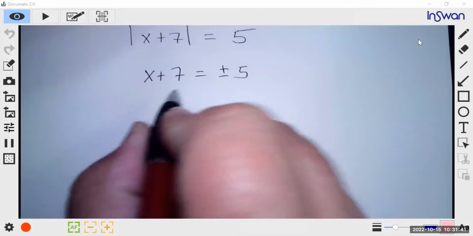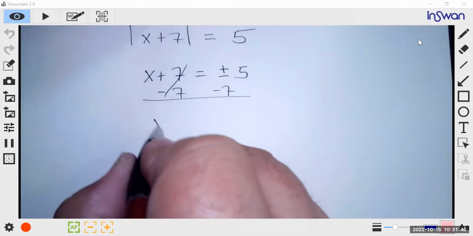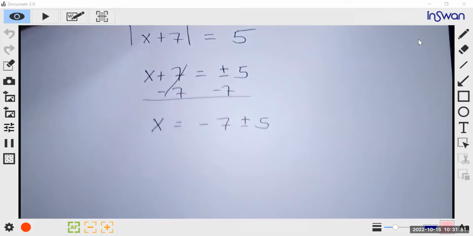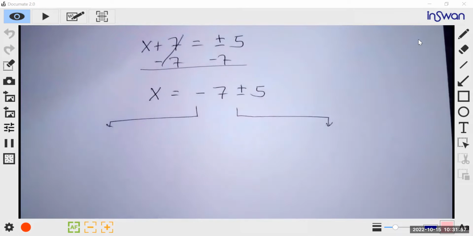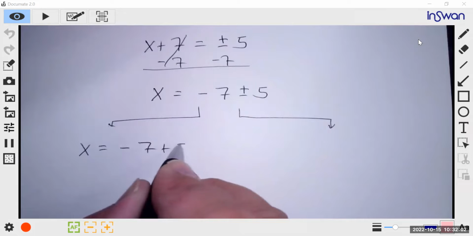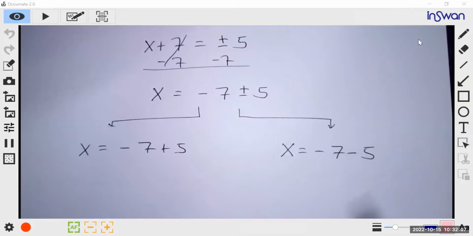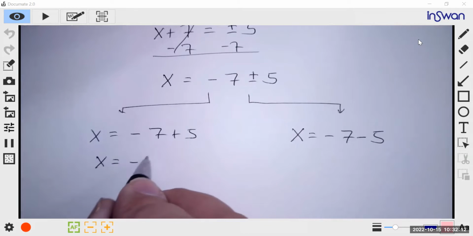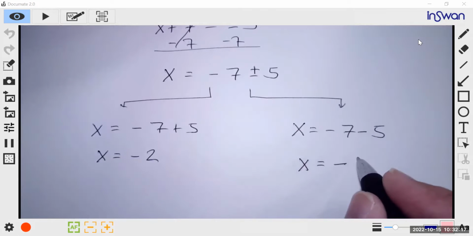Solve for x. I subtract 7 from both sides. X equals -7 plus or minus 5. -7 plus 5 or -7 minus 5 equals -2 or -12.